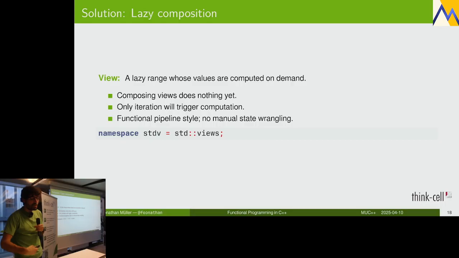So much better is to fully appreciate the new C++20 ranges by using views. A view is essentially a lazy range whose values are computed on demand. So when you create a view, when you compose a view, this does nothing. It merely describes how your data is about to be transformed. It's a very declarative thing. And only the actual iteration at the end will trigger the computation. And as you iterate over it, the views will execute one step at a time, give you the new value, and pass that on in the pipeline. And this really enables a very functional pipeline style without any manual state. And just for slide purposes, all the views are in namespace views, so I'm using stdv.